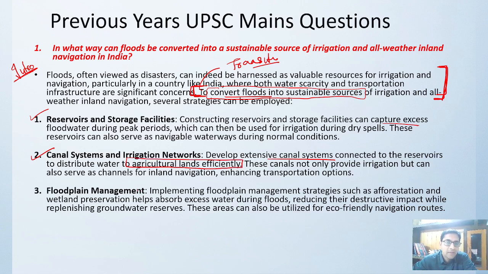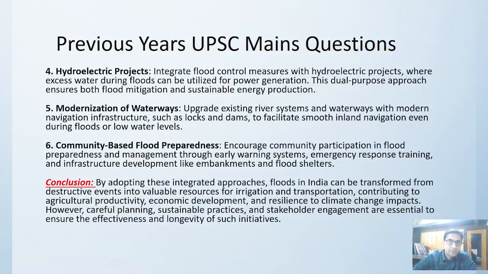Then floodplain management. Whenever we are talking about flood water, we have to catch that water in a proper way. How can we catch it? With the help of afforestation and wetland preservation, we can absorb excess water during the flood, and storm drainage has to be properly done. We have to provide replenishment, like groundwater seepage, at various places. All these eco-friendly measures we have to utilize, then only can we use the flood water in a sustainable way. And then hydroelectric projects: irrigation and flood control measures along with hydroelectricity projects.